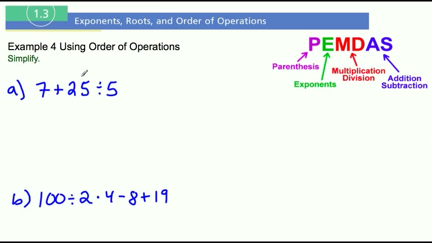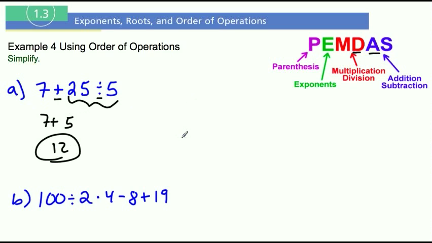So for our first one, 7 plus 25 divided by 5, are we going to divide first or add first? Are we going to divide or add? Well, by the order, division comes before addition. So I'm actually going to do 7 plus, then I'm going to do this first. 25 divided by 5 is 5. So 7 plus 5 is 12.